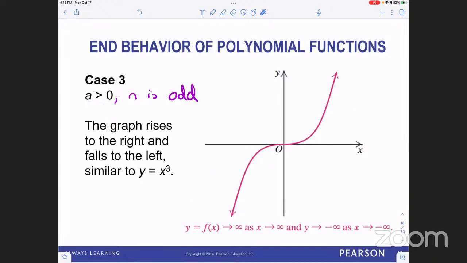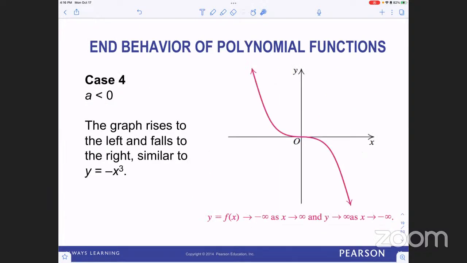Okay. And then the final case, the leading coefficient is negative and the degree of our polynomial is odd. So if our leading coefficient is negative, our graph falls to the right. If the degree of our polynomial is odd, that means the other side does the opposite. So we go up to the left, right? Okay.